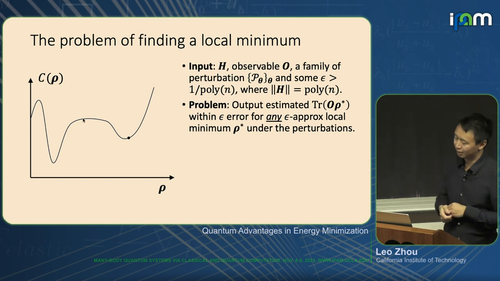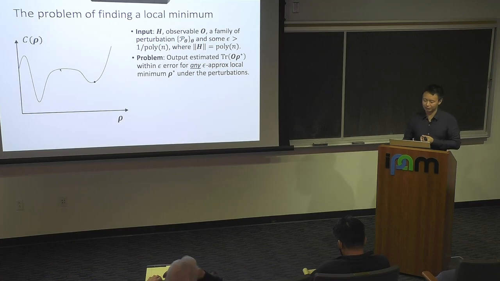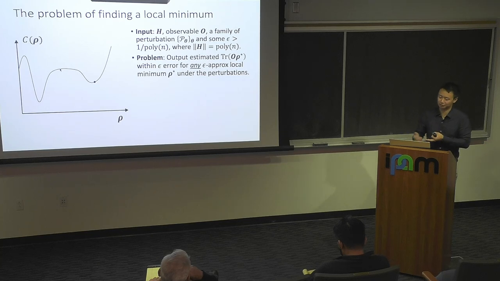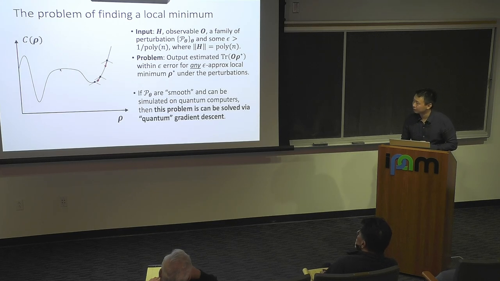Given this input, the problem of finding a local minimum as we define it is that you want to output an estimated value of the expectation of an observable within epsilon error for any epsilon approximate local minimum under the perturbations. So we don't need to find any particular one. If you give me any one of them, we're satisfied for this problem.